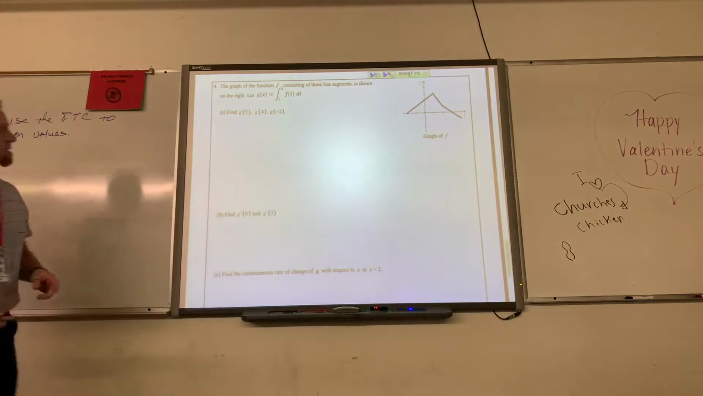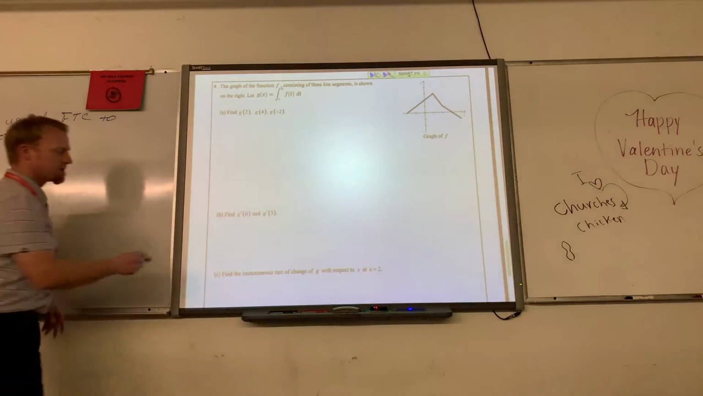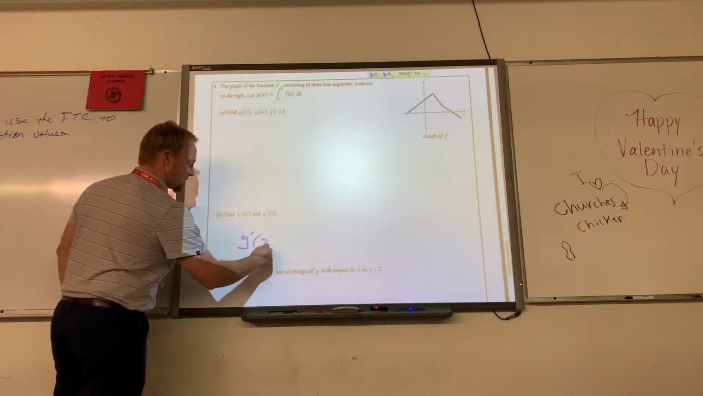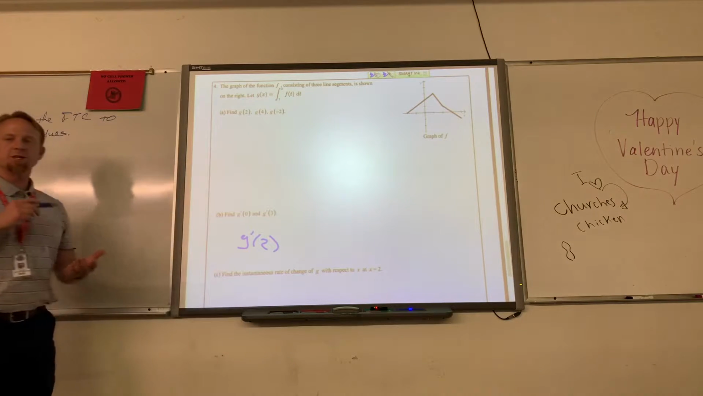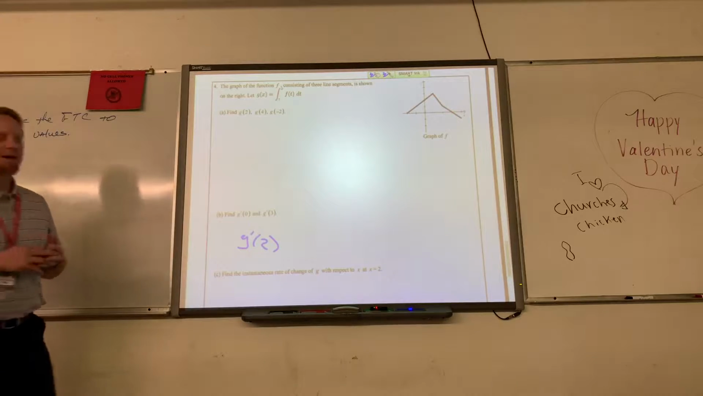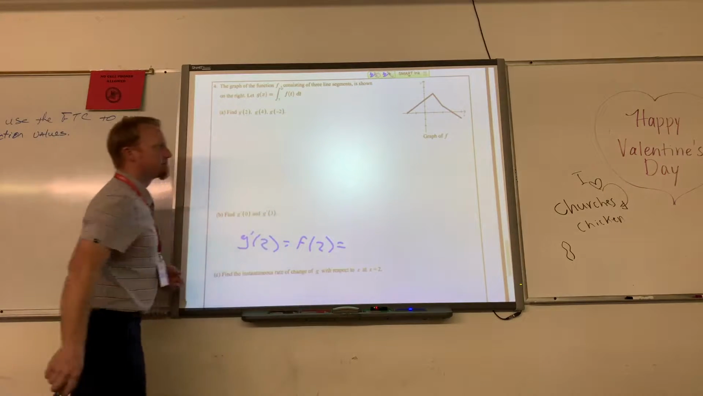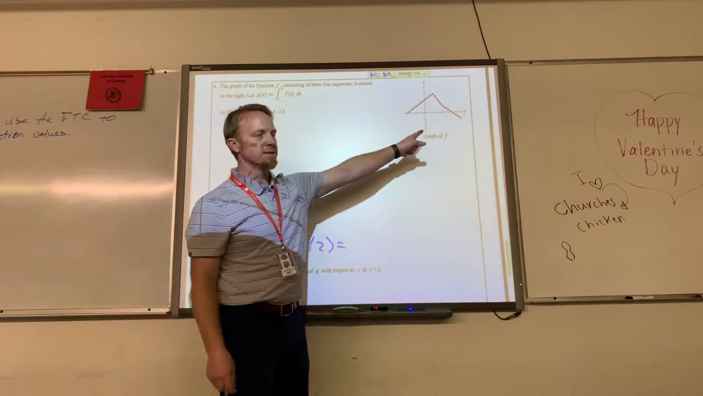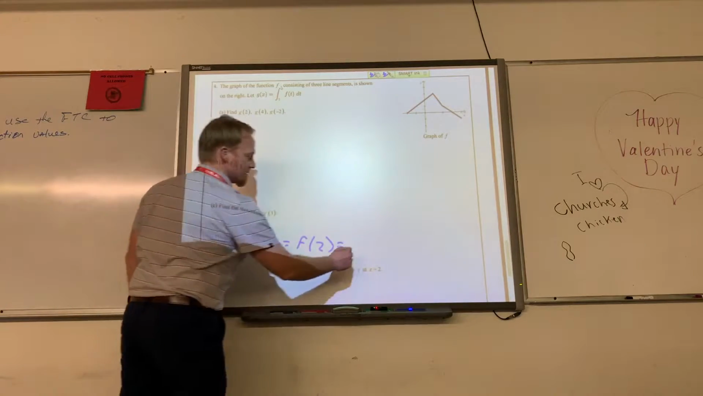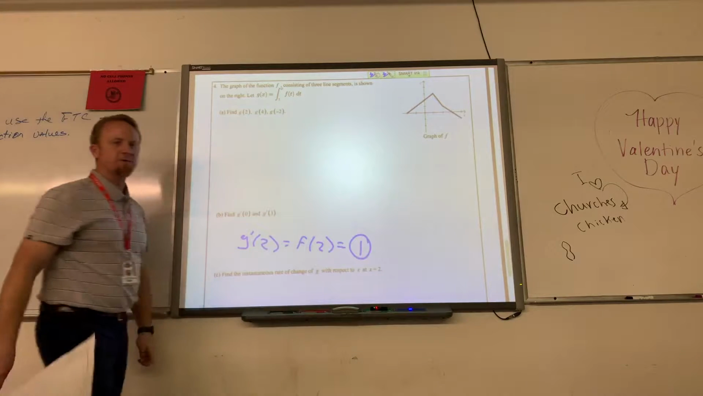All right, so part C is just asking for g prime of 2. And we should have already established that g prime is equal to f. So all this is asking for is, what is f of 2? So I go to 2, I see that my f of 2 is 1. 1's my answer.